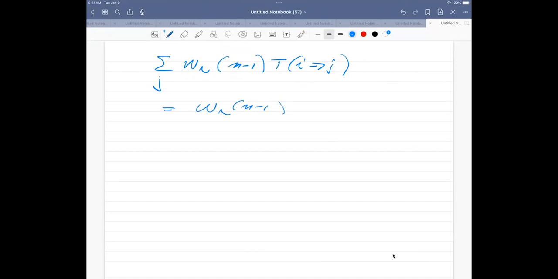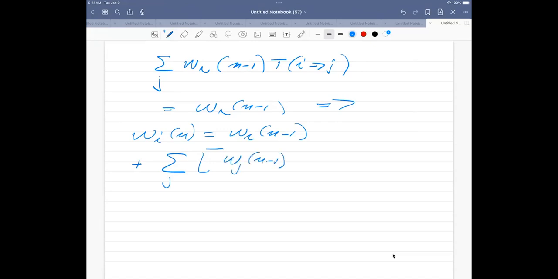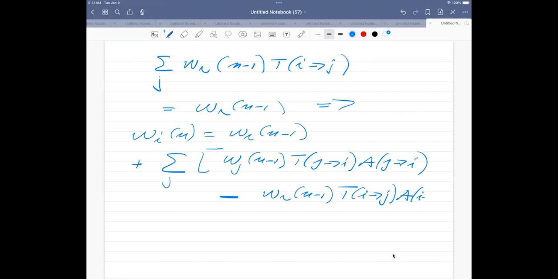Then I can rewrite everything in the following way. I have w_i of n minus w_i of n minus 1 equal to a sum over j, where I have w_j of n minus 1 multiplied with T of j goes to i, A of j goes to i, and this has a minus sign of w_i of n minus 1, multiplied with T of i goes to j, multiplied with A of i goes to j.